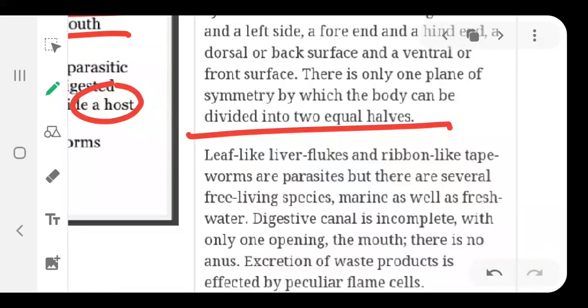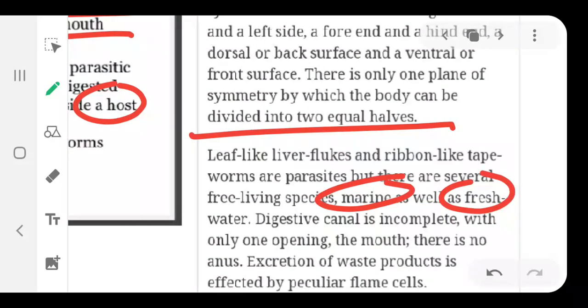Then the examples: some are parasites, some are free living, and they are found in marine water and fresh water also. Approximately, they can have a habitat everywhere on this planet Earth. Okay, so underline the last point here.